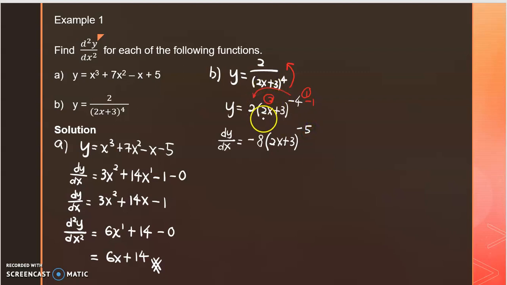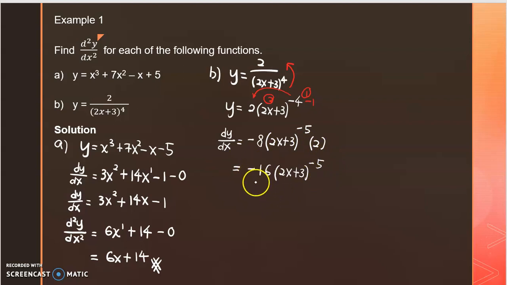Next, we will differentiate the bracket. So differentiate 2x, I should get 2. Differentiate the constant, we will get 0. So here is only 2. So next step here, negative 8 times 2 is negative 16. Multiply by (2x plus 3) to the power of negative 5. So finally, this is the first derivative.